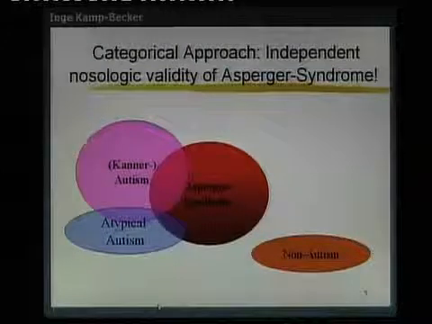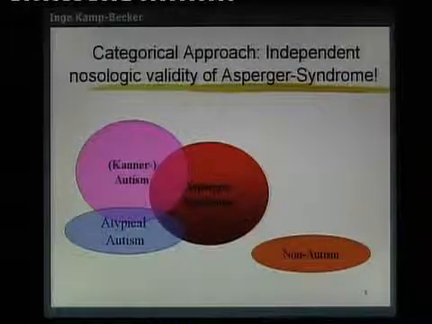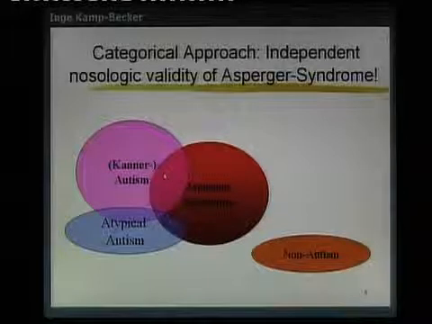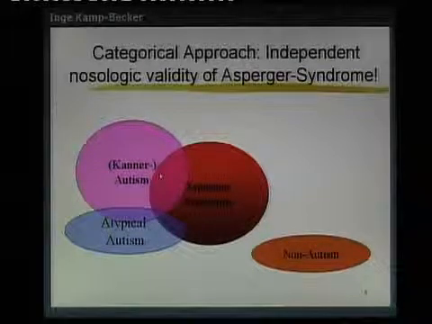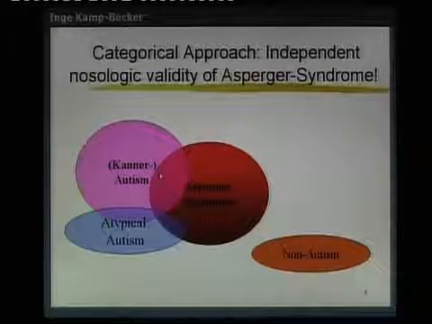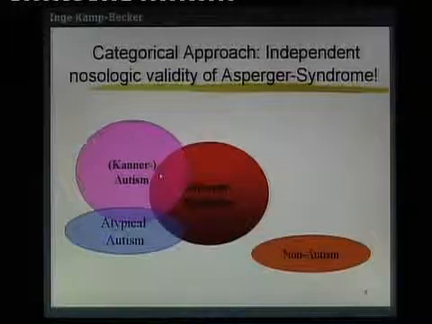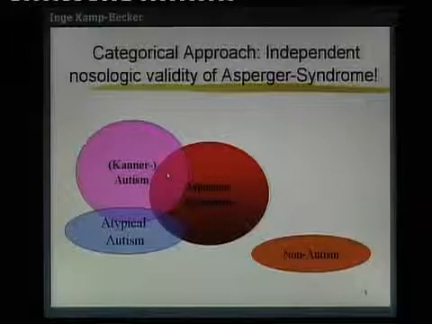So, first, the categorical approach. The categorical approach means that the autistic disorders can be divided into independent categories. This means that they have an intersection indeed, as we can see here, but nevertheless they can be classified in different categories. Non-autistic disorders can be confined clearly by their qualitative otherness. In this approach we can make a clear discrimination of normal and autism, and also between Asperger syndrome and autism.